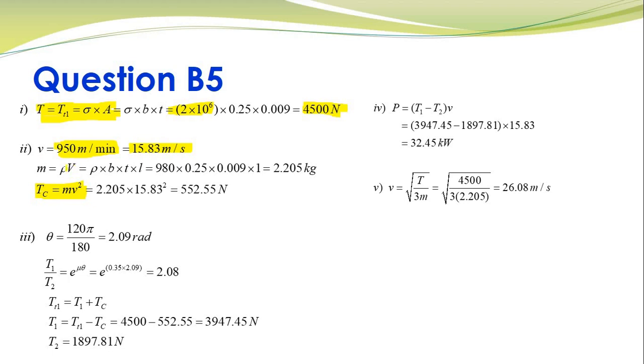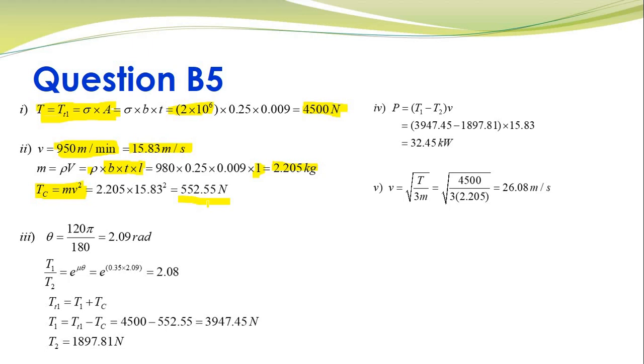We know that the mass of the belt is given by density times the volume, and volume is nothing but the cross-sectional area times the length of the belt. So this is basically calculating the volume of the belt, which is cross-sectional area, B times T, times the length, and we take our length to be 1 meter. So density was 980, width was 250 mm, thickness was 9 mm, and we take the length of the belt to be just 1 meter. So we get our mass to be 2.205 kg, and your centrifugal tension Tc is m v squared. Substituting the values of mass and velocity into the equation, you get your centrifugal tension to be 552.55 Newton.